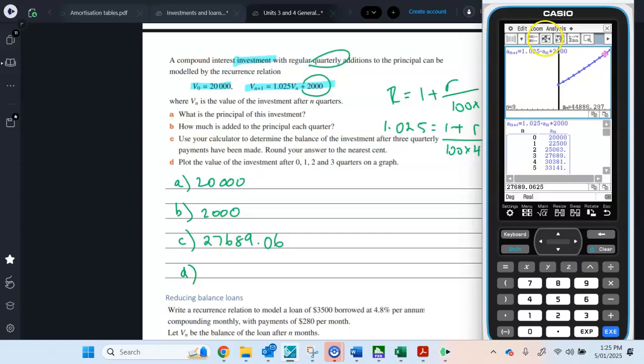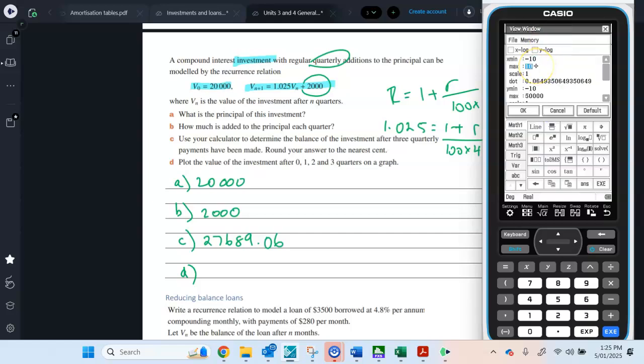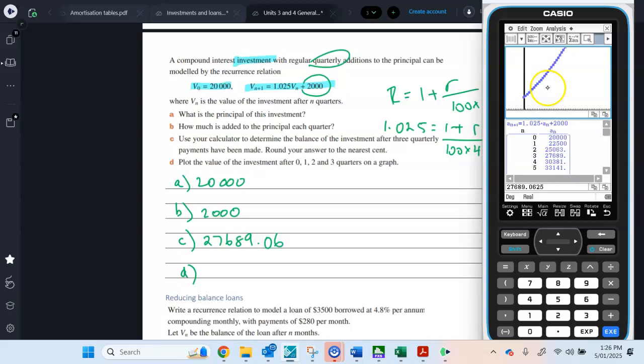What I might do is just go out a little bit more. So let's go to 50 and I might go up to 100,000 just so you can see what the graph looks like. It looks linear, but it's not actually linear. All right, so don't make the mistake of thinking it's linear. So it is slightly curved. All right, so again, you can go to analysis trace and then just get those values like that. Yeah, so there it is plotted.